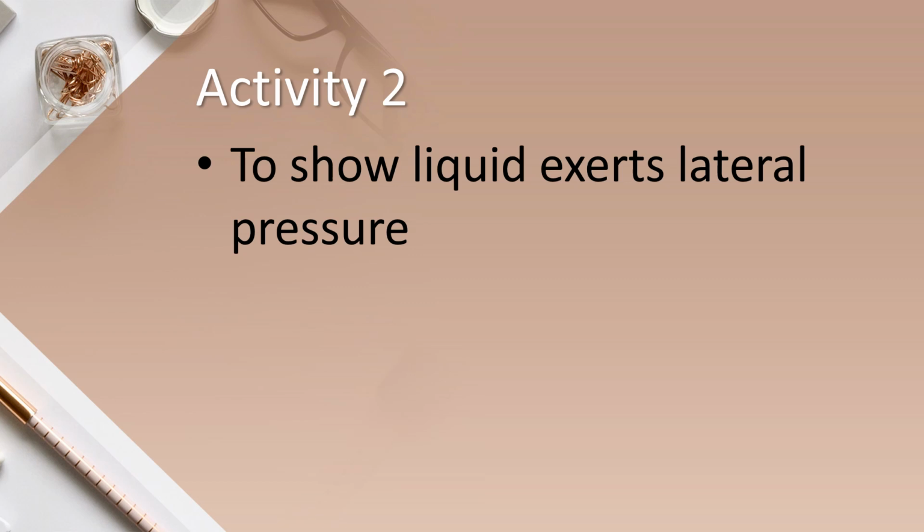Okay. Here also we are going to show liquid exerts lateral pressure. Okay, children. For this we need a metallic cylinder closed at one end with a small opening. Okay, a metallic cylinder having a pipe-like structure in the side of the wall. Okay, children. And also we need a balloon.